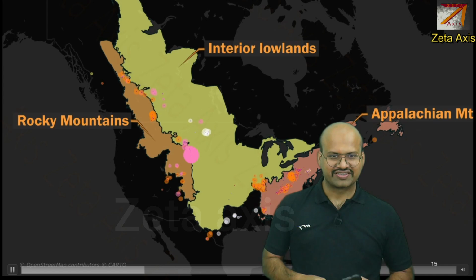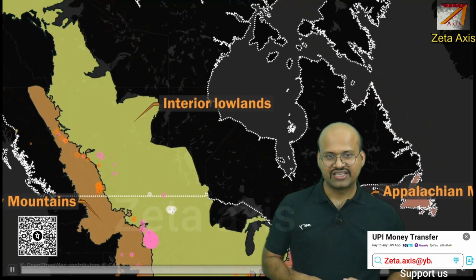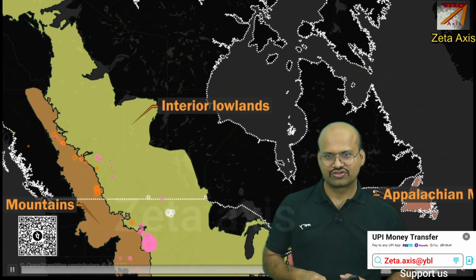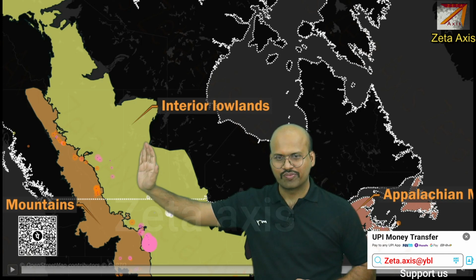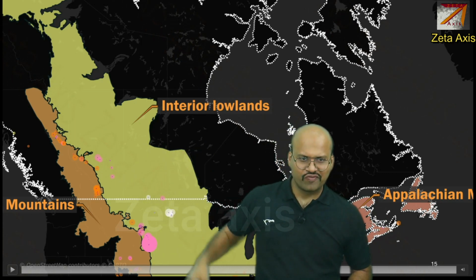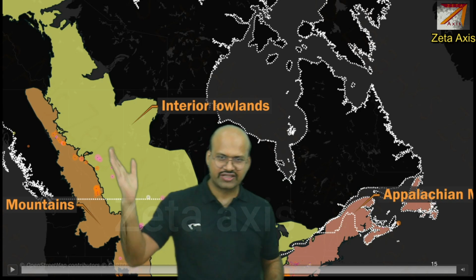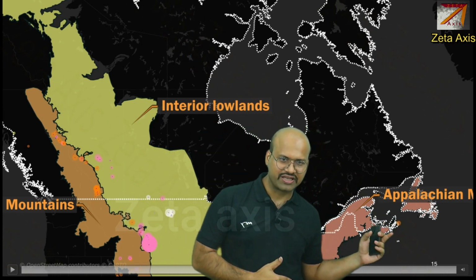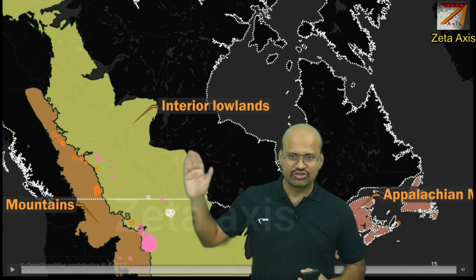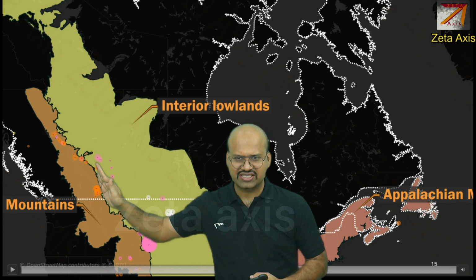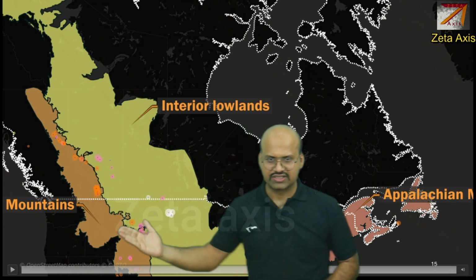Now let's discuss Canada and the coal deposits in Canada. So we can clearly see that most of the coal deposits are on the western side. We do not have any significant deposits in these regions in the Canadian Shield or in the interior lowlands. Some deposits can be seen on these islands, but most of the coal deposits are on the western side along the Rocky Mountains.